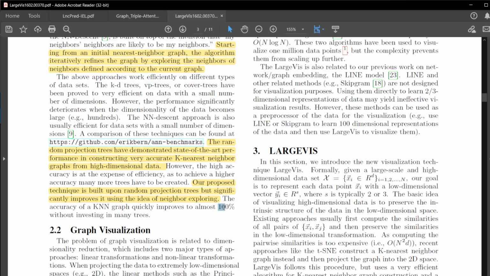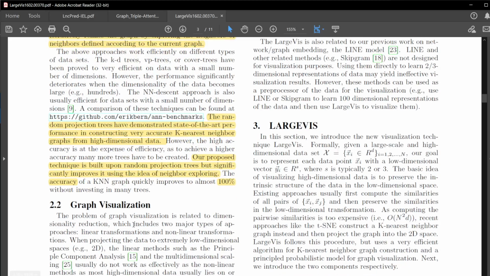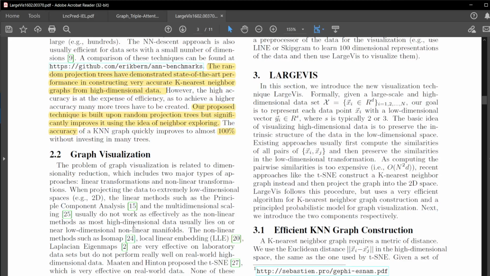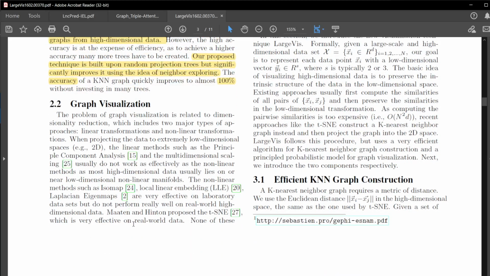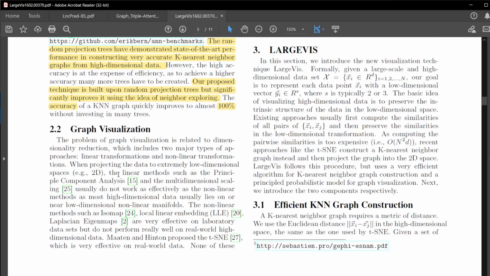2.2 Graph visualization. The problem of graph visualization is related to dimensionality reduction, which includes two major types of approaches: linear transformations and nonlinear transformations. When projecting the data to extremely low dimensional spaces, for example, 2D, the linear methods such as the principal component analysis [15] and the multidimensional scaling [25] usually do not work as effectively as the nonlinear methods, as most high-dimensional data usually lies on or near low-dimensional nonlinear manifolds.